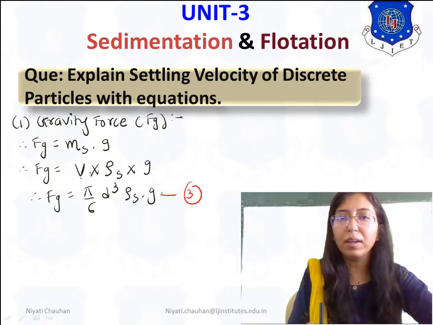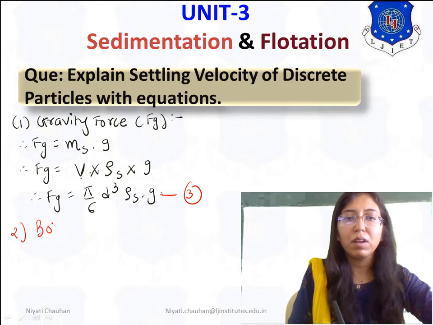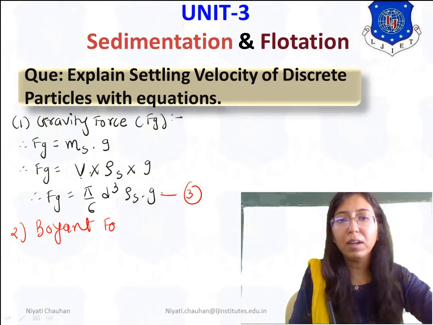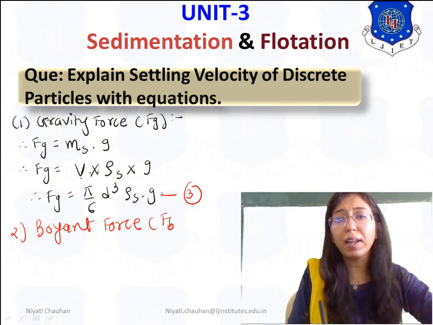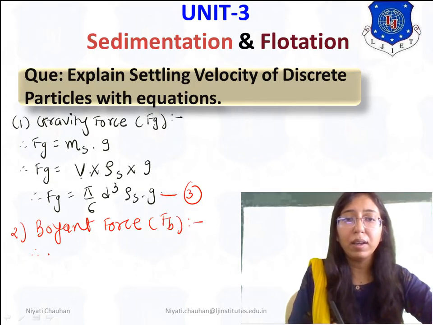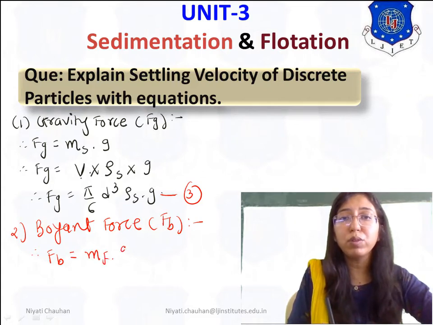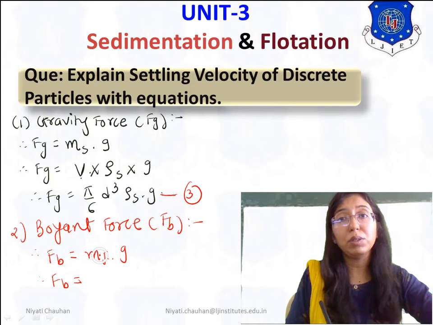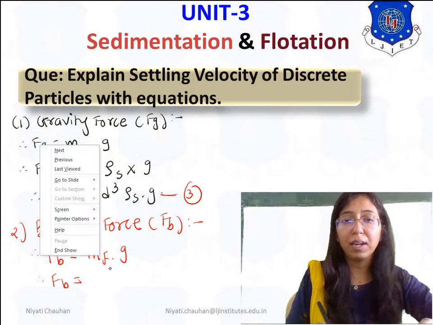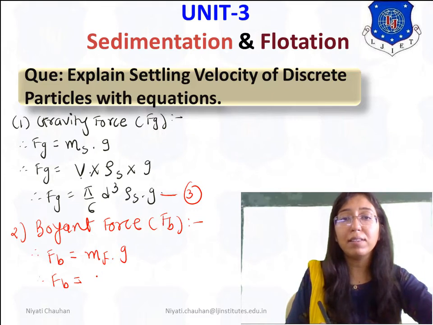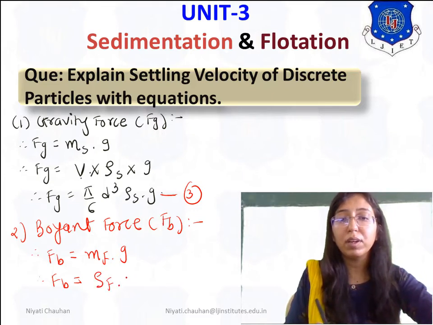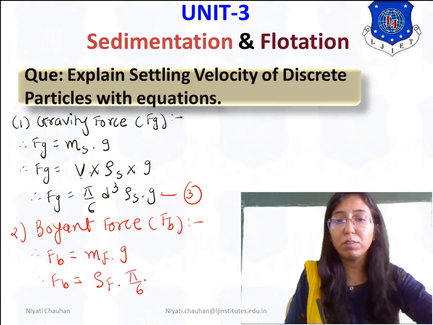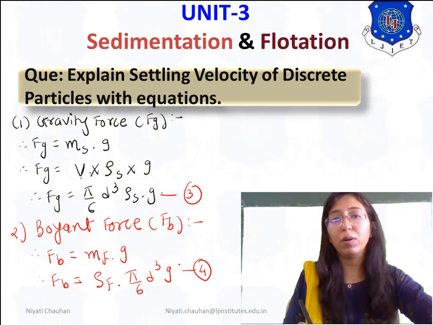Equation number 3. Next force is the buoyant force, which acts in the upward direction on the object. So buoyant force Fb is equal to mass of fluid into g. Mass is equal to volume into density, so here we are taking density of fluid into volume. Volume is pi by 6 d cube, so Fb is equal to rho f pi d cube g upon 6. Give this equation number 4.